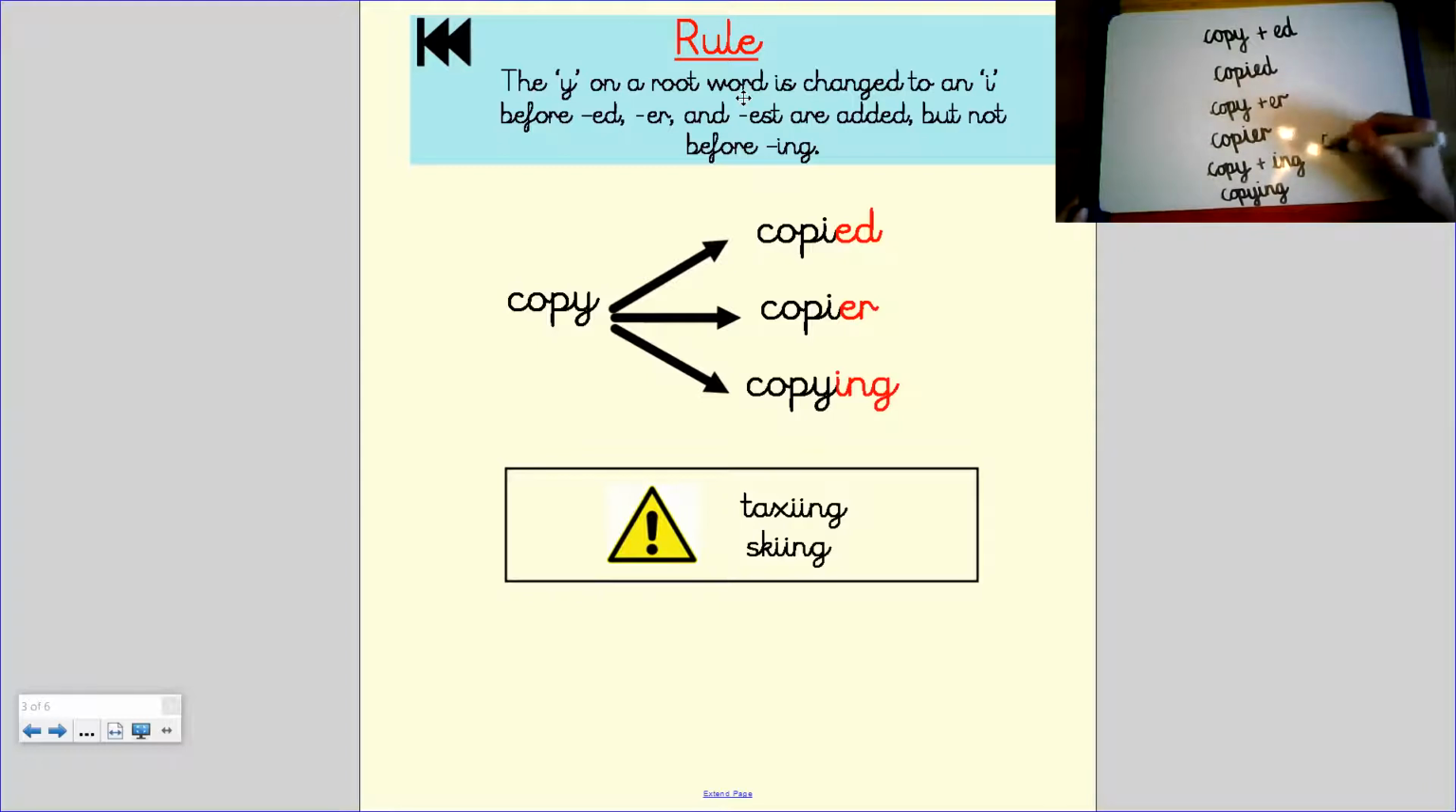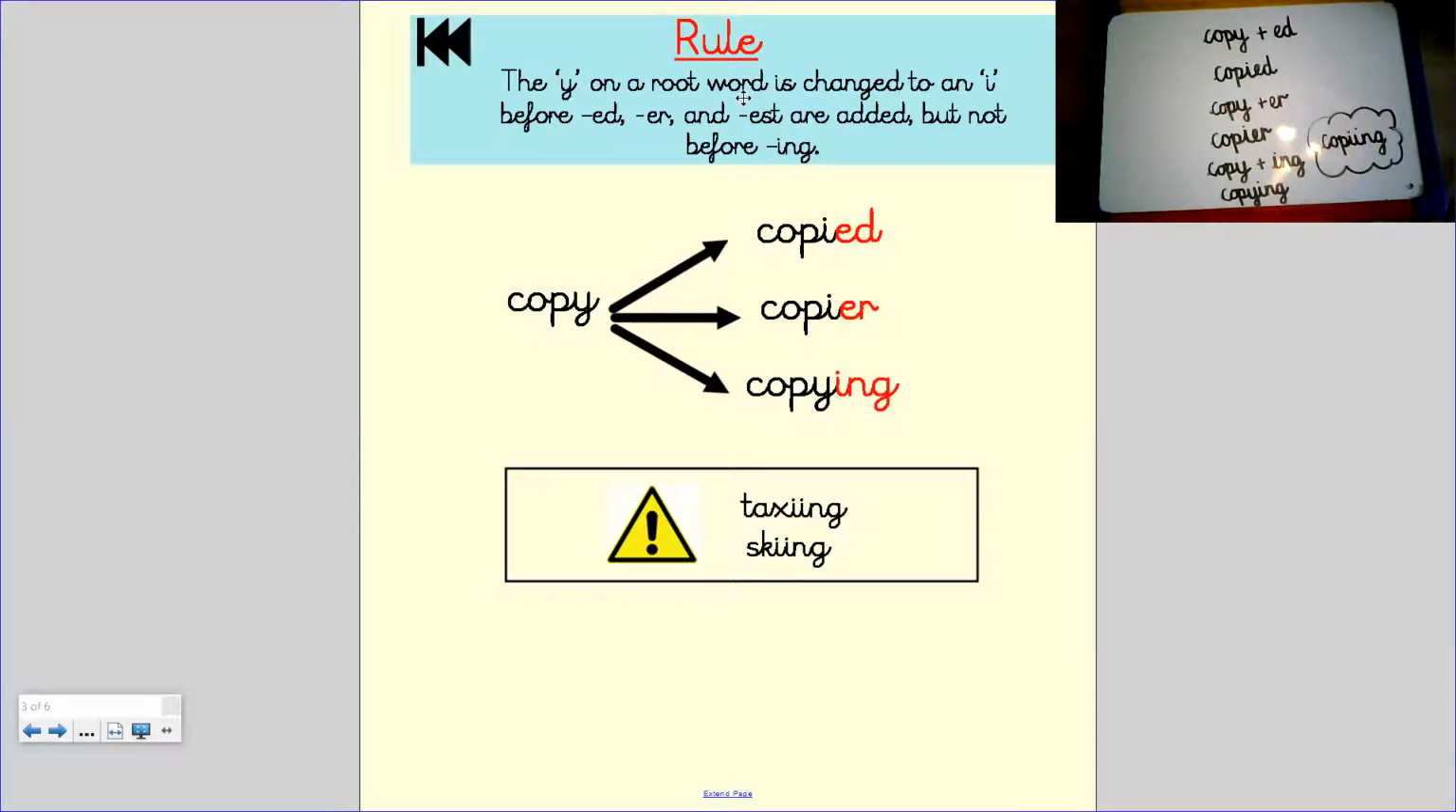If we did, it would look like this. I've changed that y to an I there. And this is what my spelling looks like. I've got a double I. It doesn't look right. It doesn't make sense. We shouldn't have words that have double I when you've got your ing suffix at the end, when your root word ends with a y.